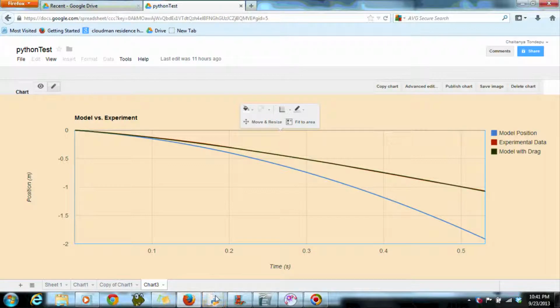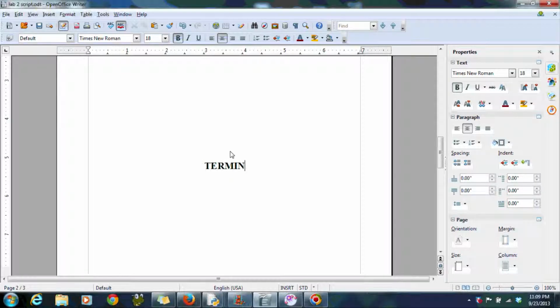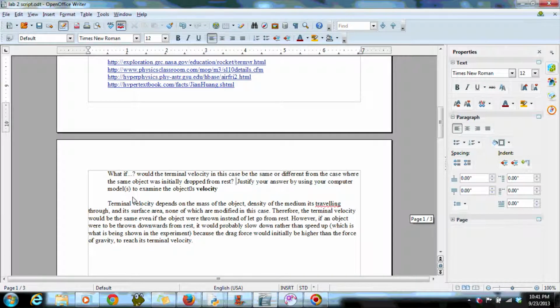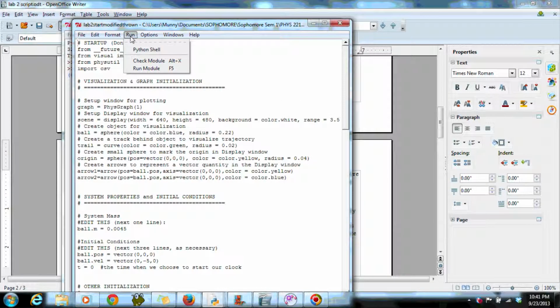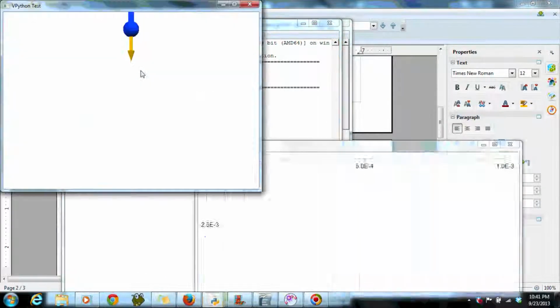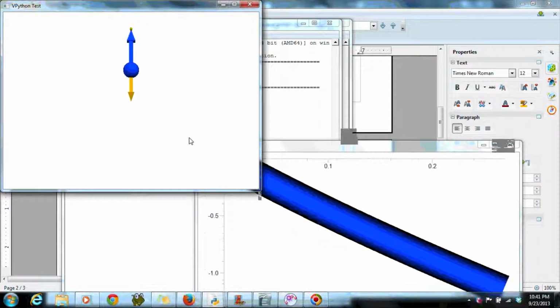What if? In the case where an object was thrown rather than dropped from rest, would the terminal velocity be the same or different? Terminal velocity depends on the mass of the object, the density of the medium it's traveling through, and its surface area, none of which change when the object is thrown versus dropped. Therefore, the terminal velocity would be the same even if the object were thrown.